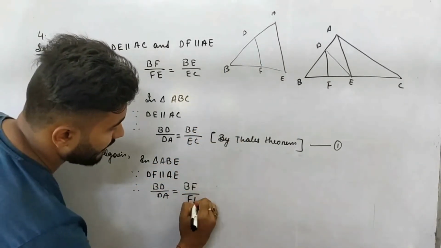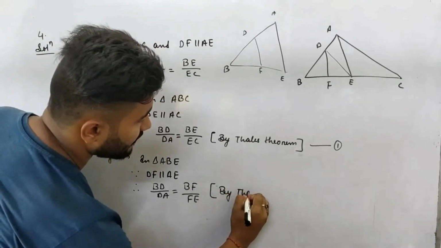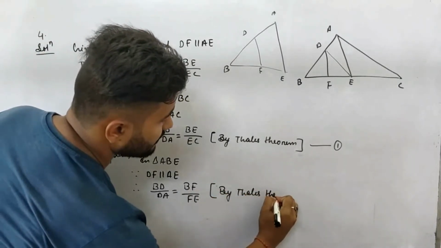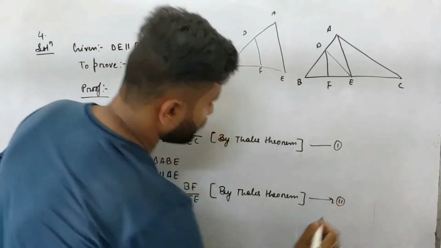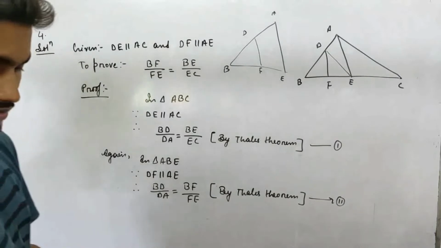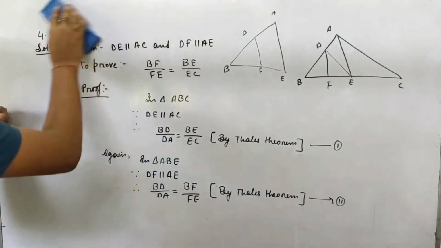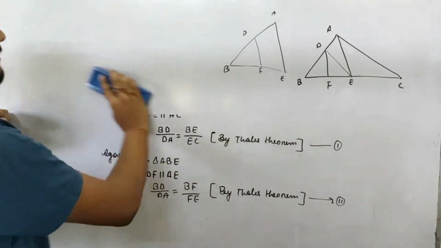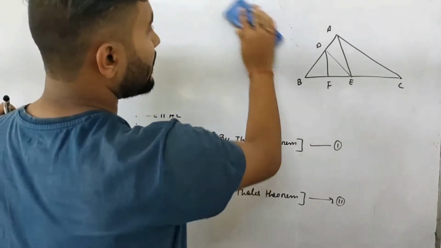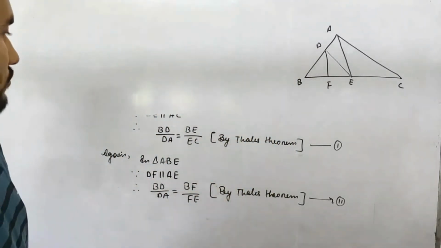BF by FE. Again I can write over here, by Thales theorem. This is equation 2. Understood? We have got both equation 1 and 2. Same like question number 3, we have proceeded using both the given parts. We have written two equations, equation 1 and 2. Again we will do similarly. From 1 and 2, we will see what is common.